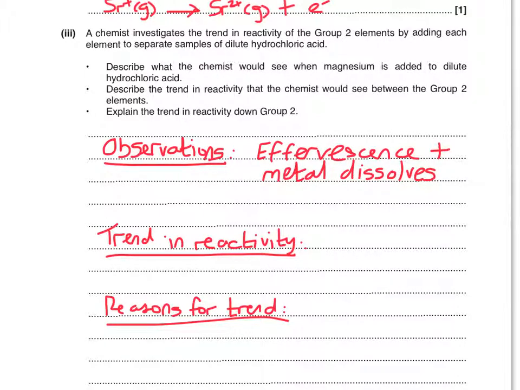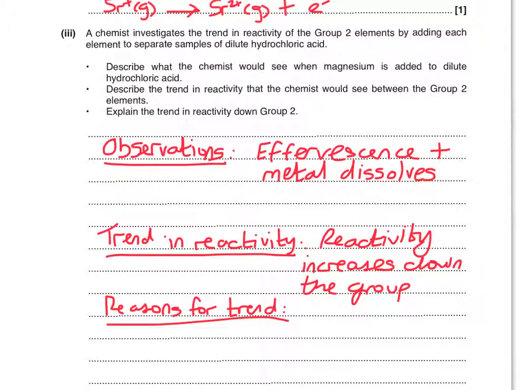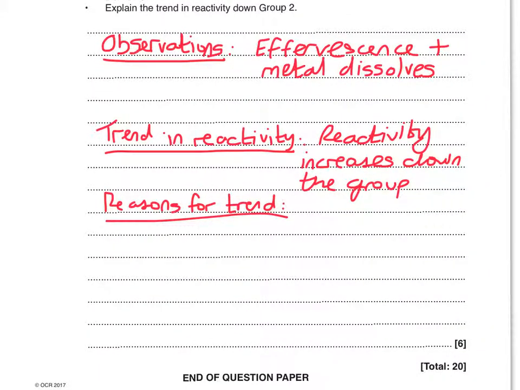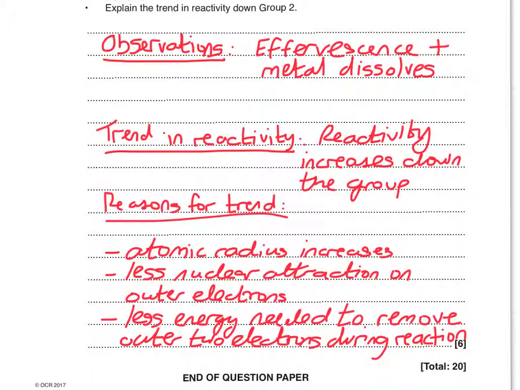So the first thing that happens is that you get effervescence plus the metal dissolves when you add magnesium to dilute HCl. Now the trend you'd see is that the reactivity increases as you go down the group. Now there's quite a few things you could say to explain this, so I'm going to move the page down a bit to make some space to do this. So you start by saying that the atomic radius increases. We've already said that the trend is down the group, so you don't have to repeat that. This means less nuclear attraction of the outer electrons. So there's less energy needed to remove the outer 2 electrons during that reaction.